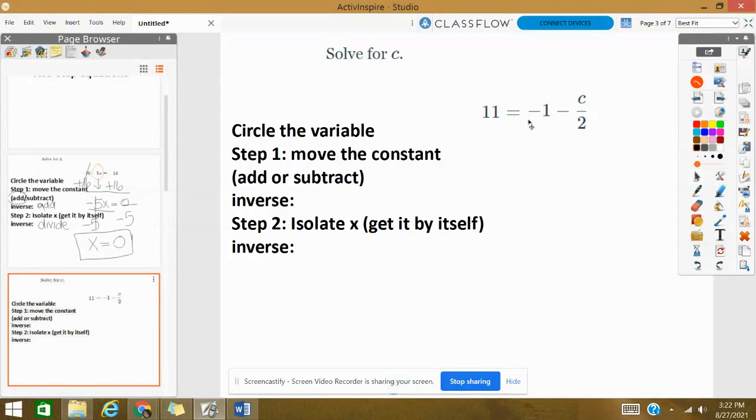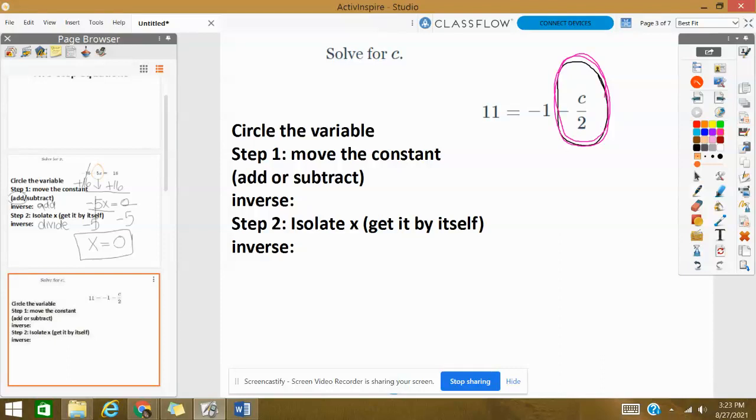So we have 11 is equal to negative 1 minus c over 2. Okay. Again, the very first thing I want to do is go ahead and circle my variable. In this case, my variable is negative c over 2. Okay. And I can change the color to make it a little more obvious. Let's go pink. So I already did the first thing, which is circle my variable.